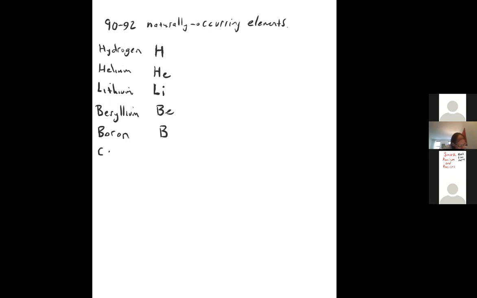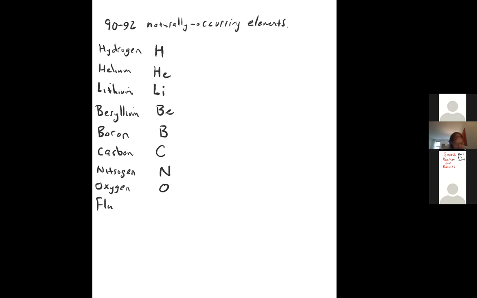Carbon is the next element in our series. Let's put it that way. We have a series here. Capital C, C for carbon. Nitrogen. So these are ones you've heard of. Capital N. Oxygen. You've definitely heard of oxygen. Capital O. Fluorine. Maybe you've heard of that.